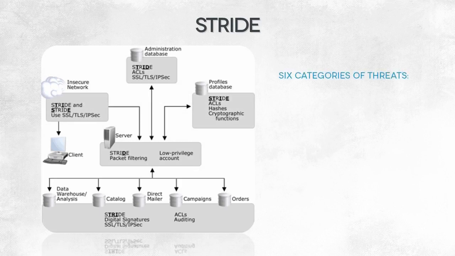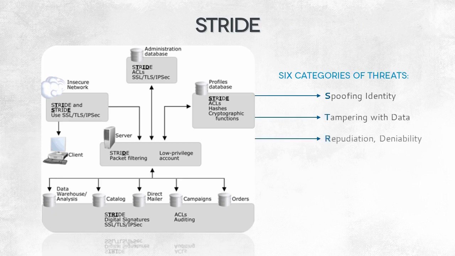One such solution is the STRIDE model. It divides threats into 6 categories according to the consequences of the attack. The attacker can spoof someone's identity, they can tamper with data, or deny that he or she performed an action, which is called repudiation. We will discuss each of these in detail later in the seminar.